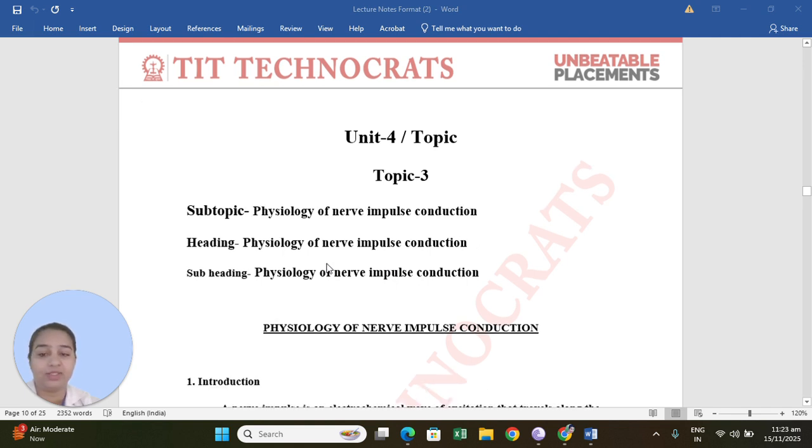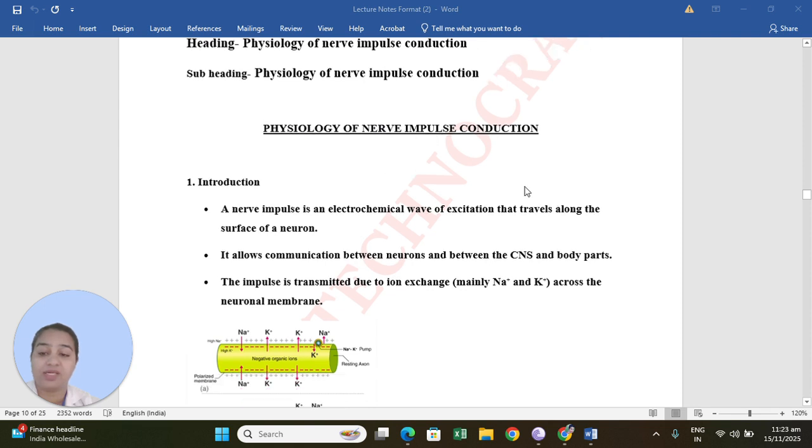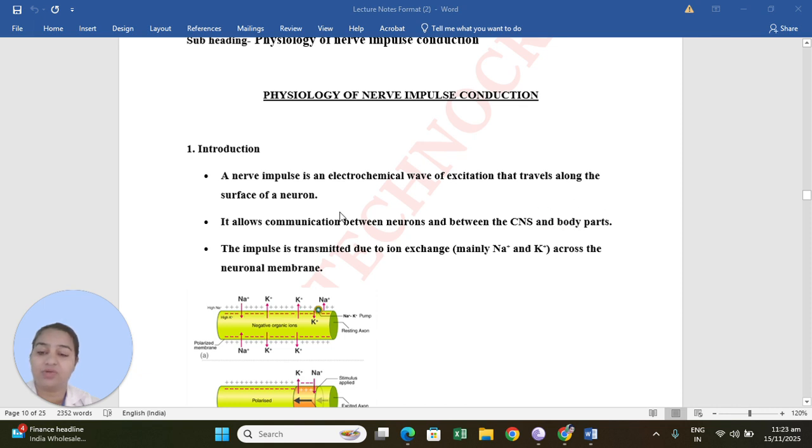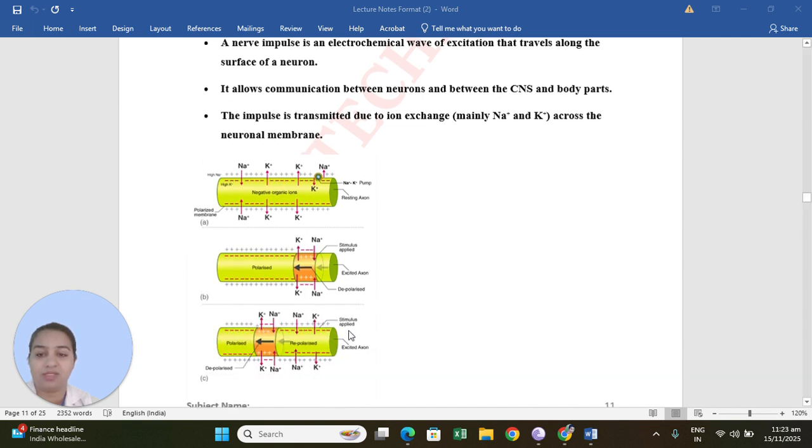Now moving forward to the third topic, physiology of nerve impulse conduction. A nerve impulse is an electrochemical wave of excitation that travels along the surface of the neuron. It allows communication between neurons and between the CNS and the body parts. The impulse is transmitted due to an ion exchange across the neuronal membrane. So this is the surface of a neuron. With the sodium-potassium pump, negative charges are there, and when it gets depolarized, the sodium will come in and potassium will go out.